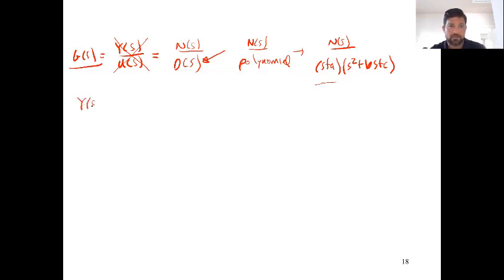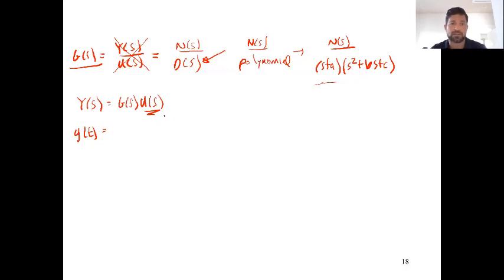If we wanted to actually calculate the dynamic response, so if we wanted to get something like y of t, we can use the transfer function. The output response would be the transfer function multiplied by the input function. So to do this, we would have to have an actual function for the input.